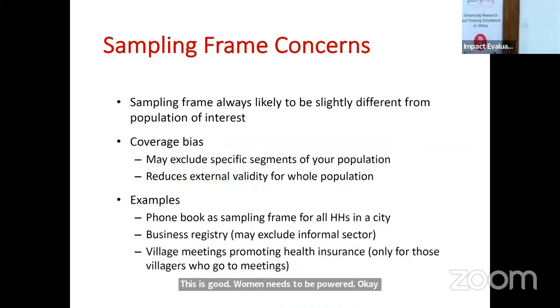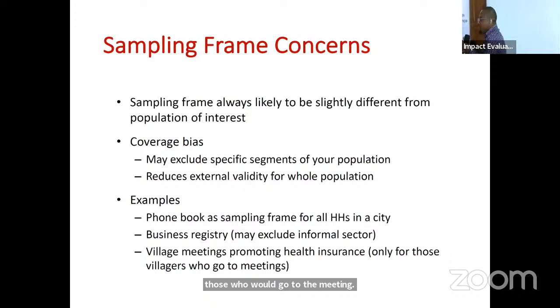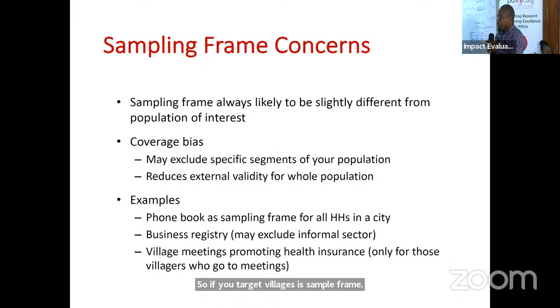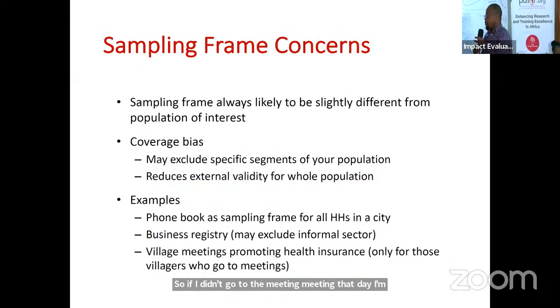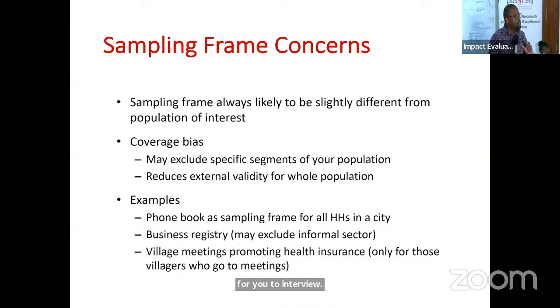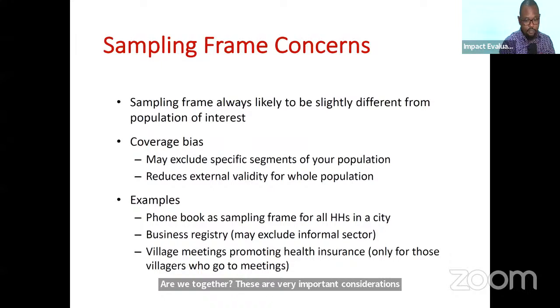Okay? Village meeting promotion of health insurance, it's only for those who go to the meeting. So if you target the village as a sample frame, you're going to miss out. If I didn't go to the meeting that day, I'm out of the sample, and I could be a very useful person for you to interview. Are we together? These are very important considerations to think about when you're thinking of the sample frame.